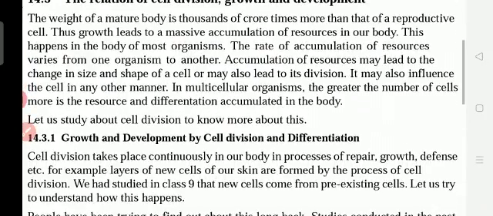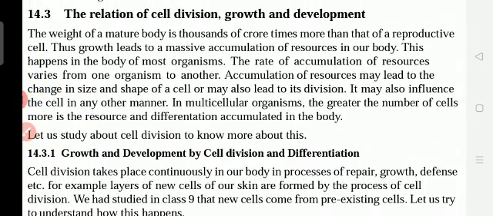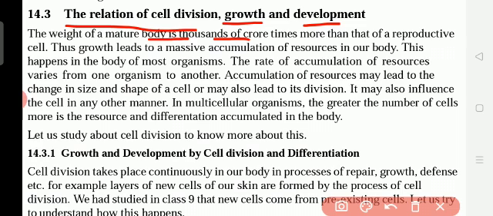Okay. So this is the one. Now we study about cell division, the relation of cell division, growth and development. The weight of a mature body is thousands of crore times more than that of a reproductive cell. That means our body weight is more than the reproductive cell. Reproductive cell means what here? It is the egg. Our body weight is more than that.